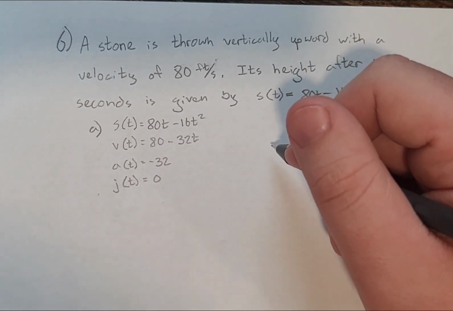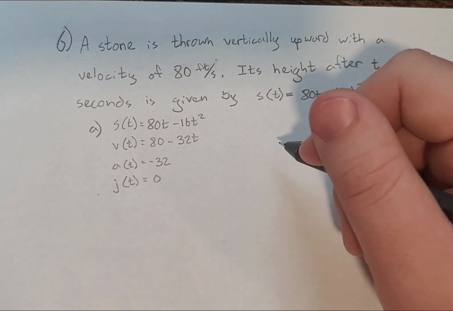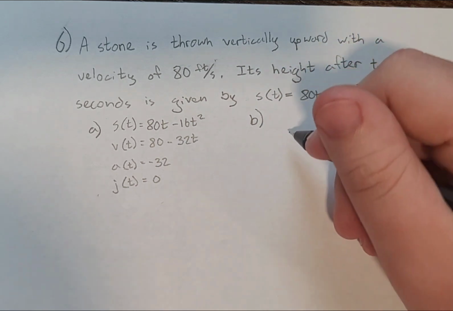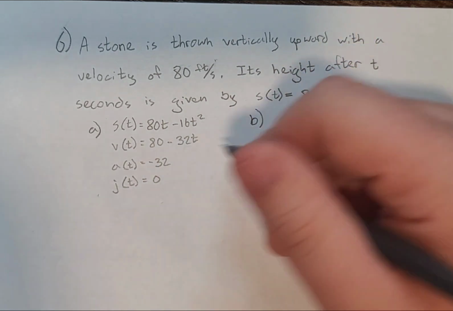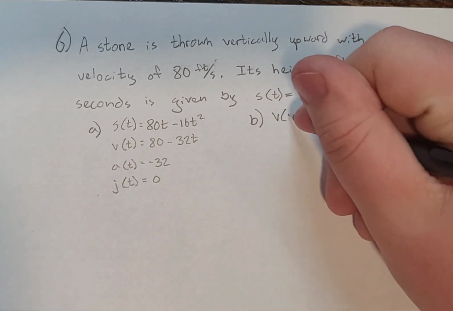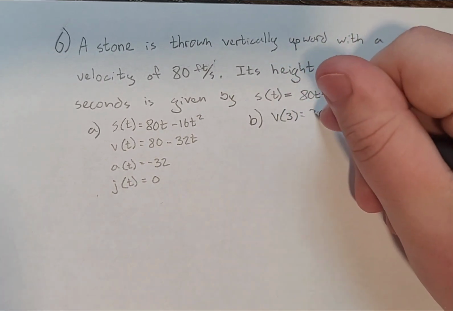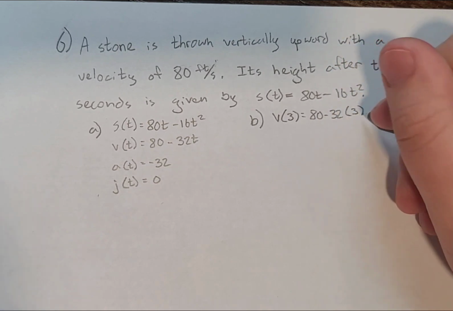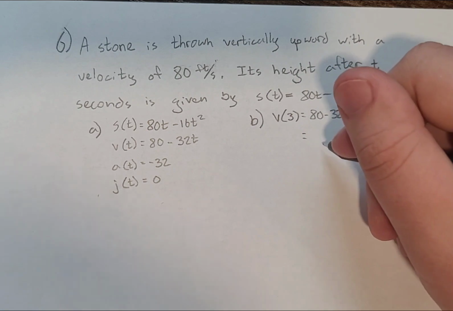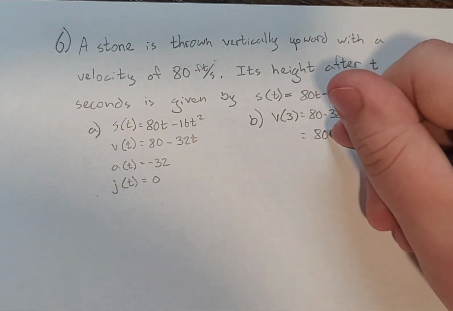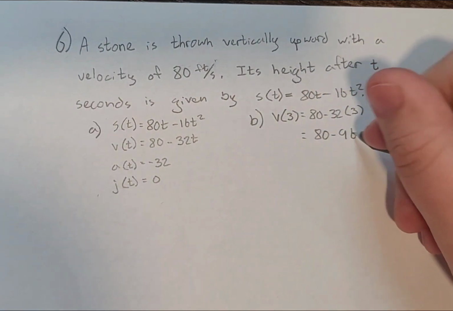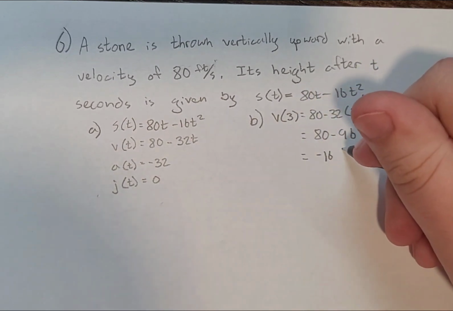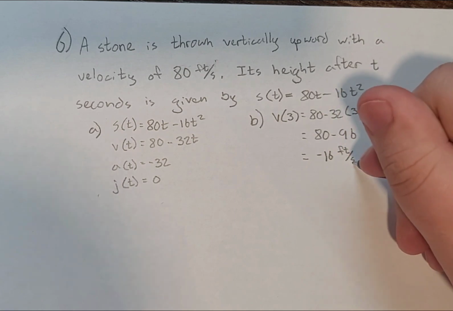Next, it wants the velocity of the stone 3 seconds after it is thrown. So for that, we're going to plug 3 into the velocity function, like so. And that gives us 80 minus 96, which equals negative 16, and the units for that is going to be feet per second.